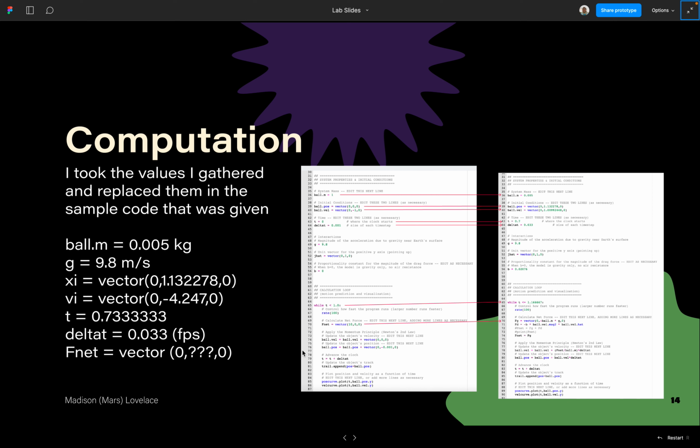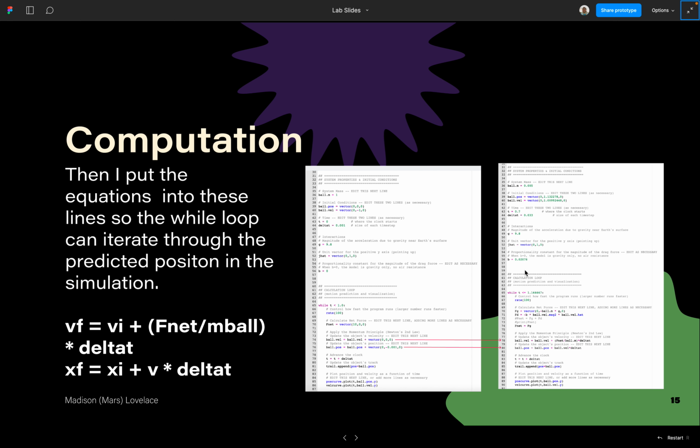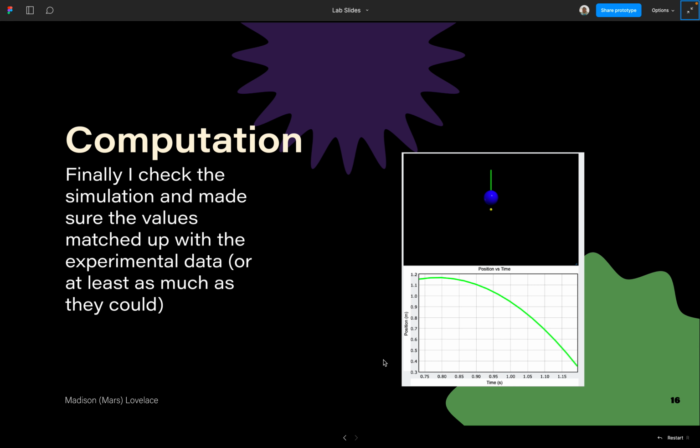So F-net, I couldn't just fill that vector in, so I showed you what I did here. I changed the ball's velocity and did all of those changes, and then here I added the force of gravity, the force of drag, and then had a statement where F-net just equals gravity, and then F-net equals gravity plus drag, and just commented each of those out. Again, I added that drag stuff, as well as that B value for drag. And finally, I added in those equations I talked about earlier.